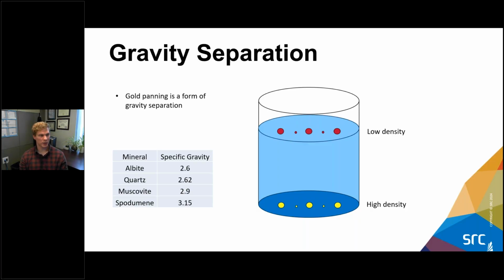And if we wanted to bring it back to a lithium example, is there a theoretical difference? Well, we could look at the specific gravity of our minerals. Albite and quartz, 2.6, 2.62, we don't really want those. Muscovite, maybe take it or leave it. And then spodumene is what we really want. So there's a pretty good contrast there theoretically.